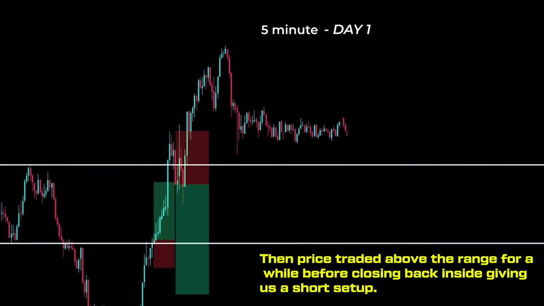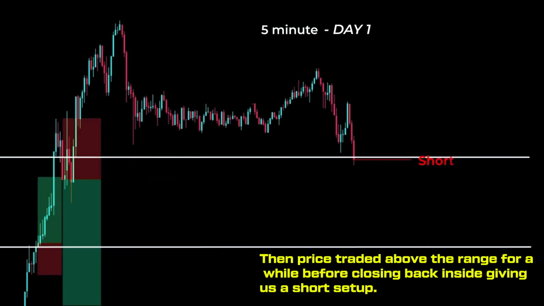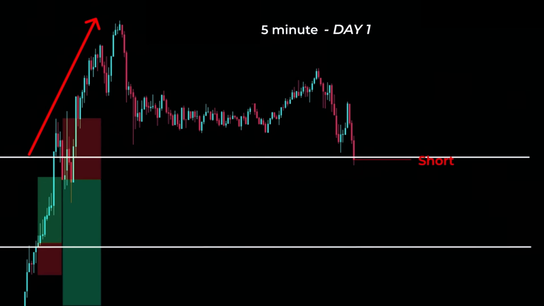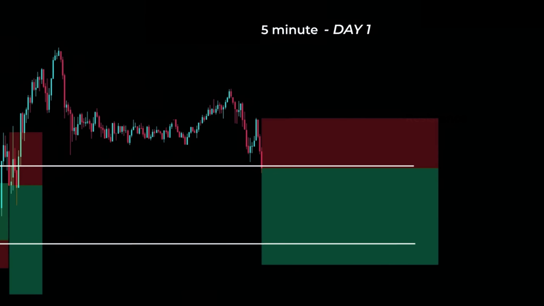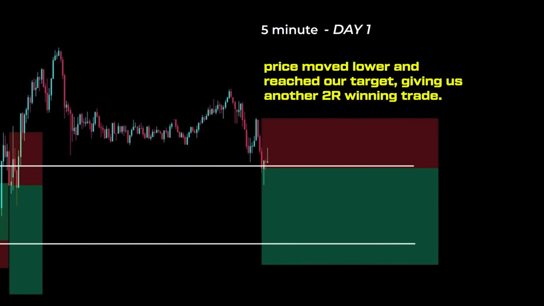Then price traded above the range for a while before closing back inside, giving us a short setup. Because this breakout extended much farther than usual, placing the stop loss at the absolute high would have created unnecessary risk. Instead, we selected the nearest resistance level as a more practical stop-loss location. Price moved lower and reached our target, giving us another 2R winning trade.